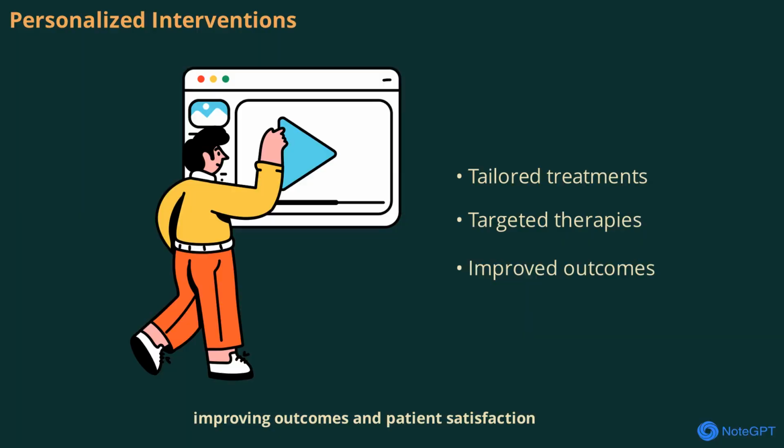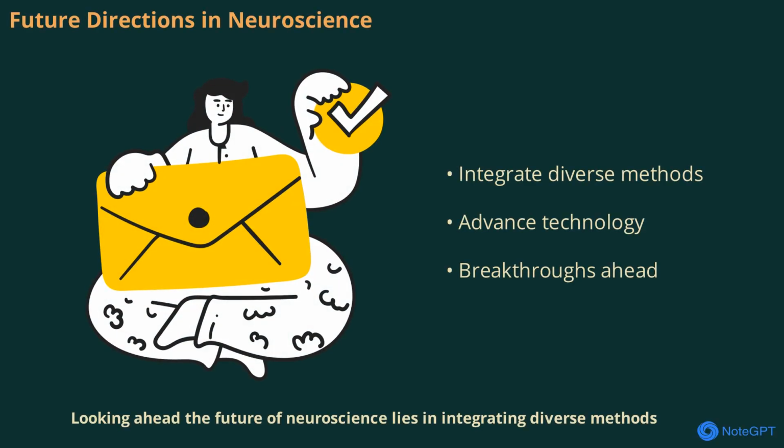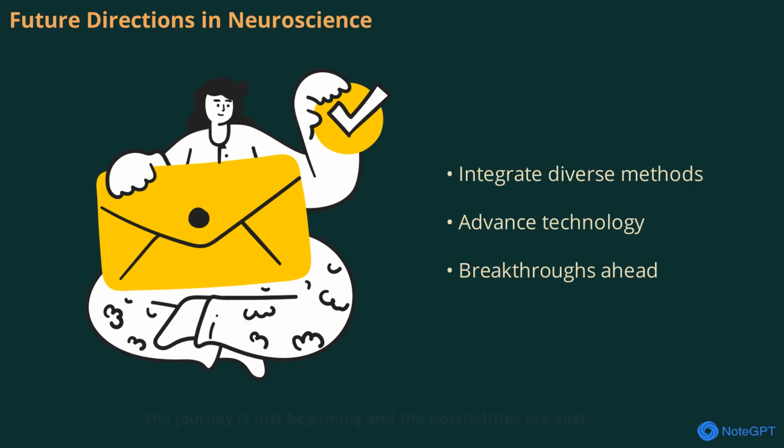Looking ahead, the future of neuroscience lies in integrating diverse methods, advancing technology, and addressing ethical challenges. As we continue to develop new tools and techniques, our understanding of the brain will deepen, leading to breakthroughs in both science and clinical care. The journey is just beginning, and the possibilities are vast.